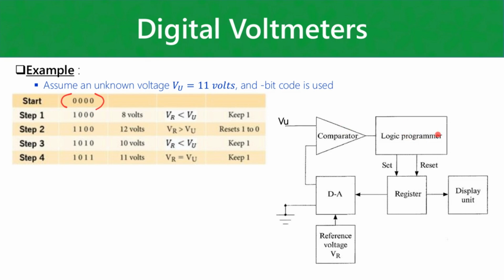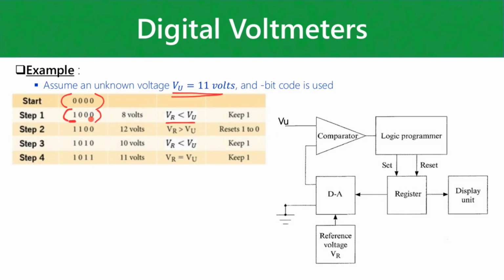Then that value is stored in the register. It's going to then increment that value by setting the most significant bit to 1. If you convert this binary number now to a decimal value, that's going to be 8. This is then going to represent 8 volts if you have a 1-to-1 ratio with the binary and analog value. In this sense, your reference voltage is still lower than your unknown voltage. Our unknown voltage in this case is 11 volts. So it's going to keep that 1.